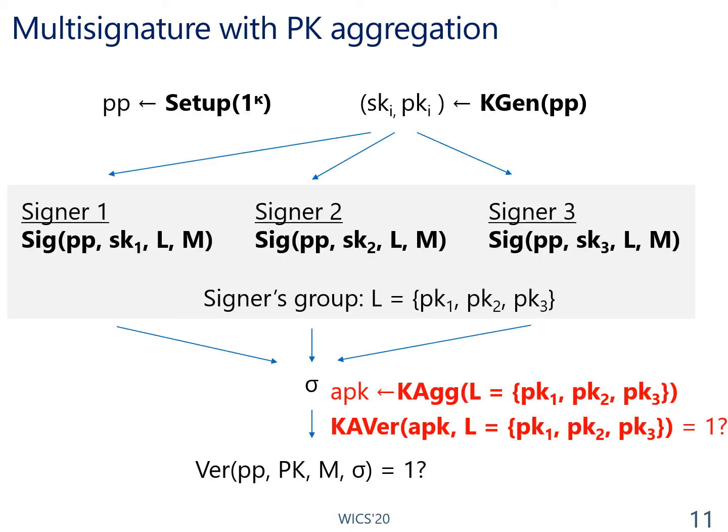A multisignature scheme with PK aggregation consists of six algorithms. The first one is the setup algorithm. The setup algorithm generates a public parameter. By using this, each signer generates a pair of a secret key and its public key. A multisignature can be issued by the designated signing protocol. To run this protocol, each signer executes the signing algorithm. Then, the signers' public keys can be aggregated by the key aggregation algorithm. The validity of the aggregated public key can be checked by the verification algorithm. Finally, the validity of signatures can be checked by this verification algorithm.